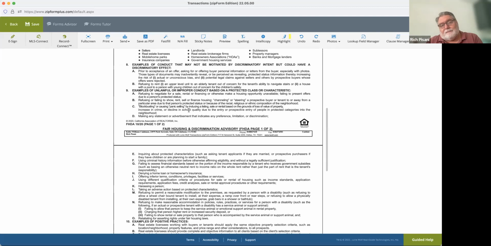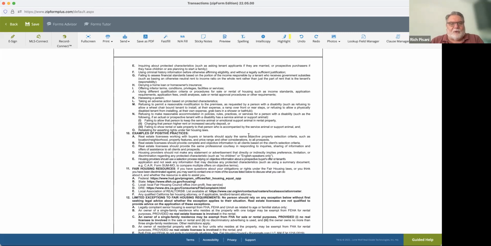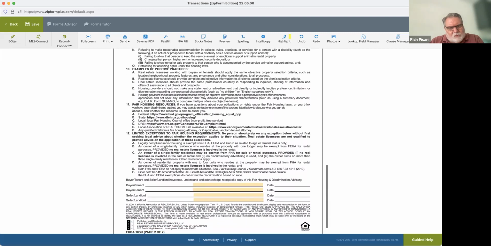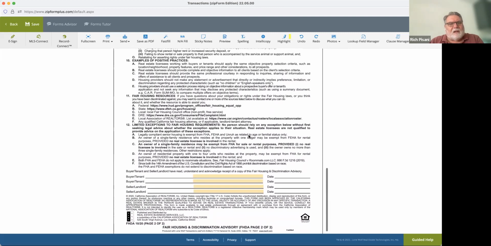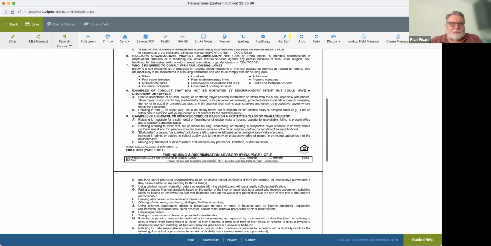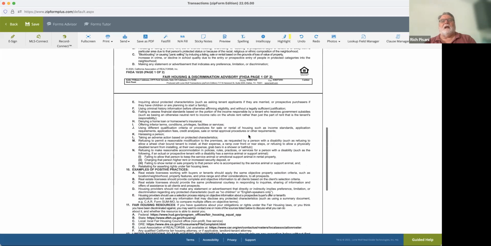It goes over examples of improper conduct. Where is that? I thought it mentioned love letters in here, but it's on the actual listing agreement. I believe it mentions love letters.